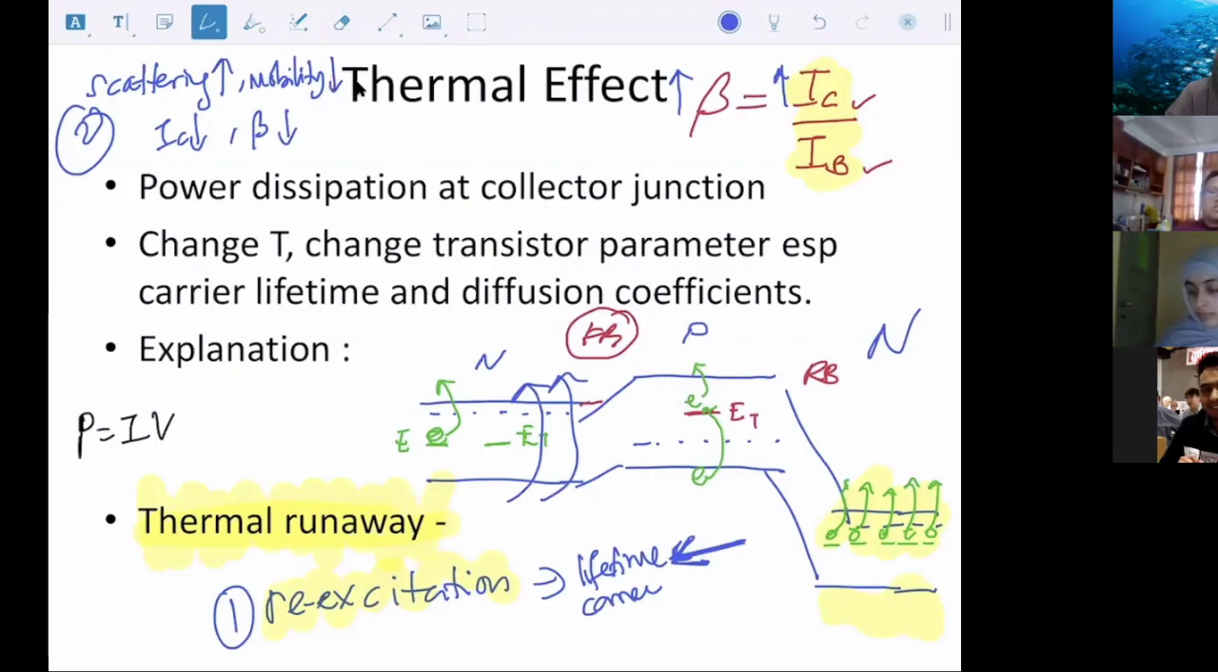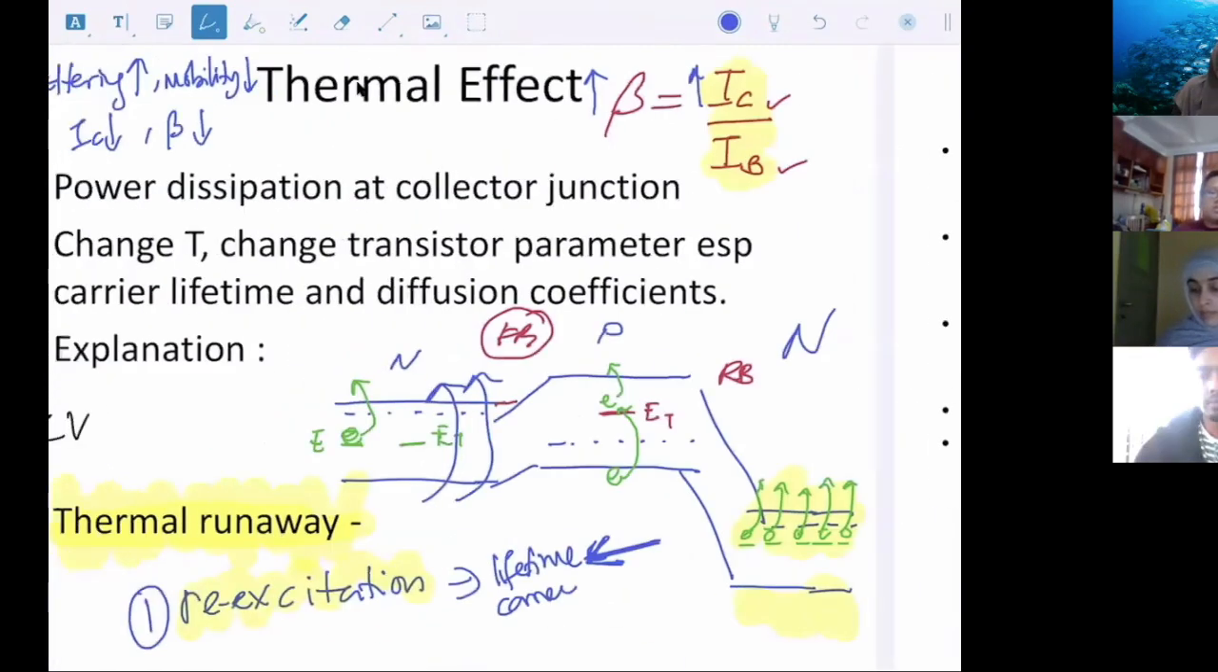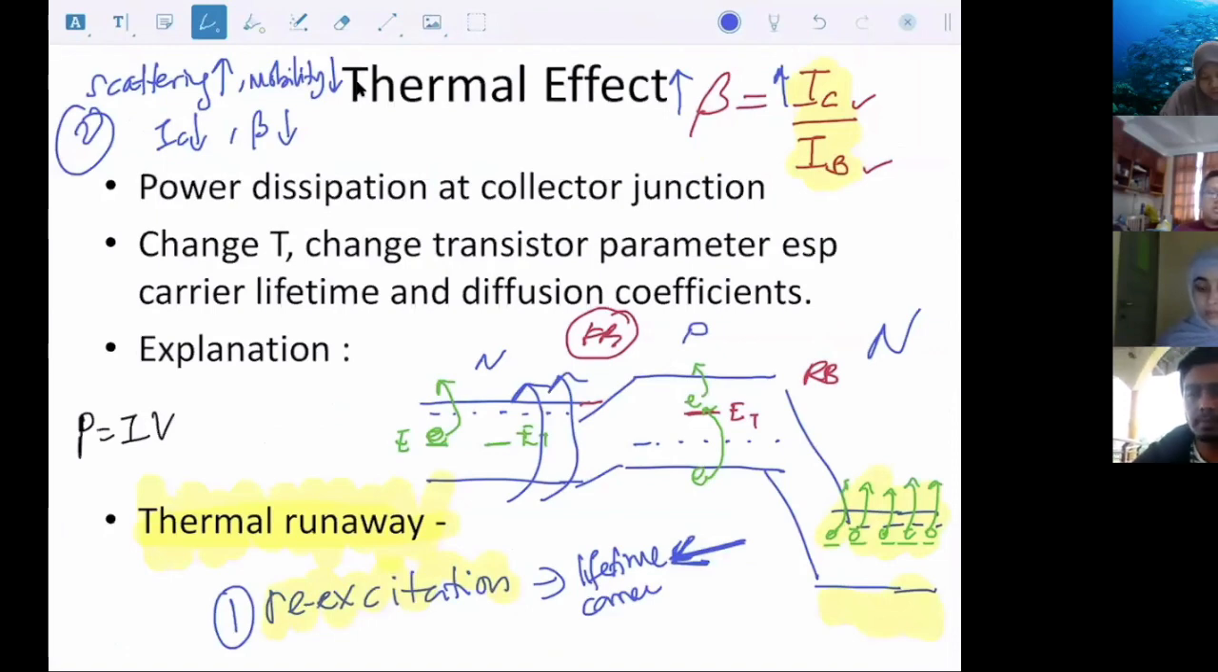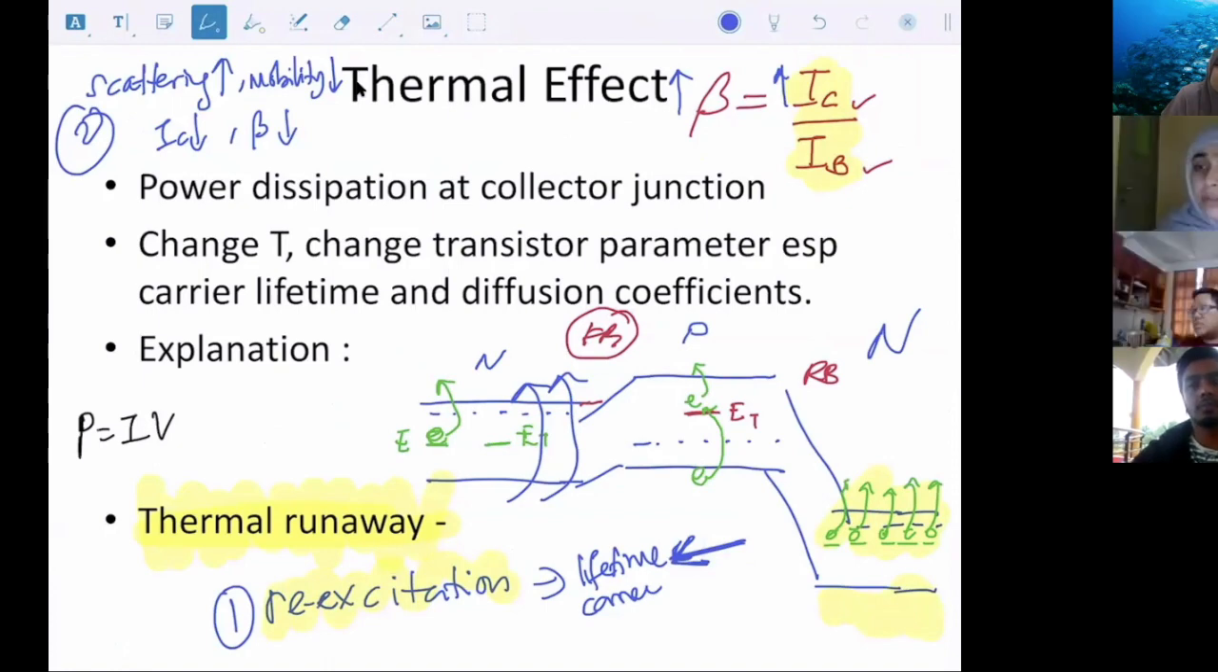Alright, any question? That's on thermal runaway and thermal effect. Ada soalan? Any question? Ma'am, I think the lifetime of electron will be equal to the lifetime of hole because they will be created simultaneously.